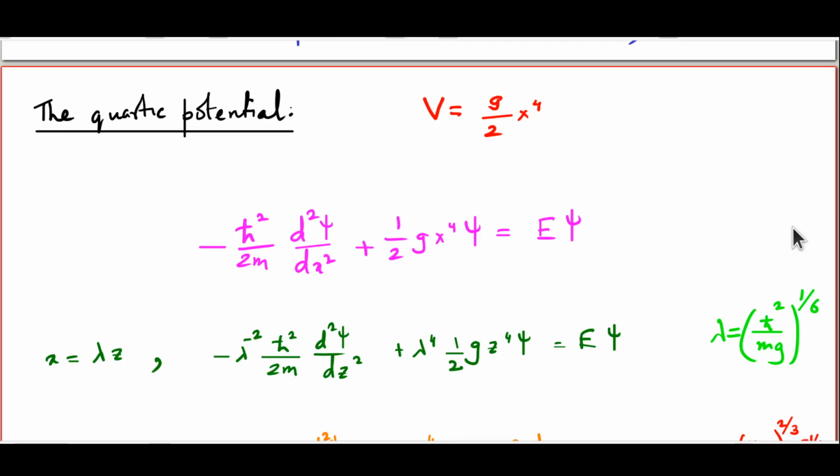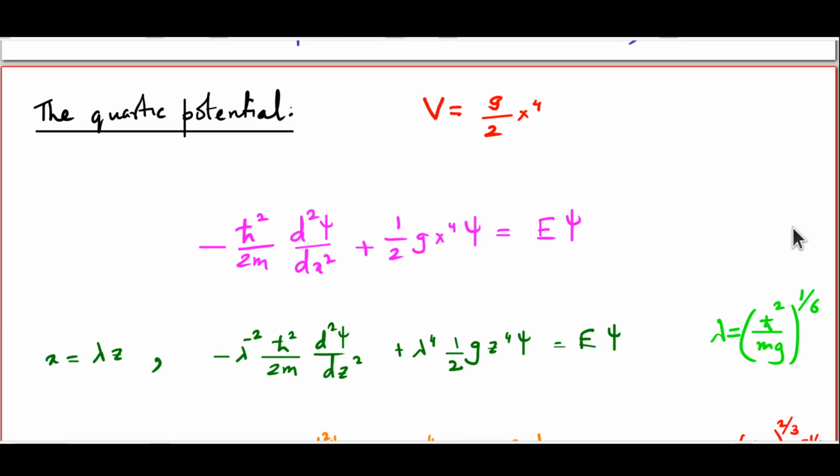This is the case of the quartic potential. V is given by g/2 times x to the 4. And if you plug this back into the Schrodinger equation, you end up with minus ħ² by 2m d²ψ/dx² plus half g x⁴ ψ equals E ψ. Now this particular equation has a lot of constants floating around. So we will do what we have done for all such cases.